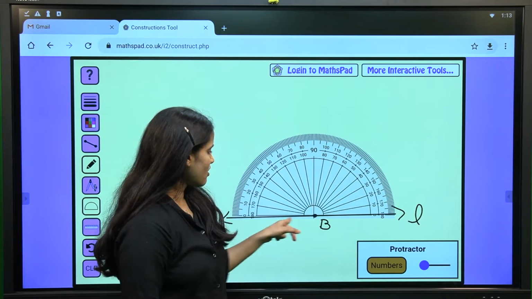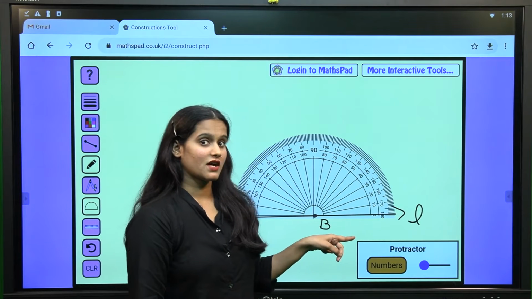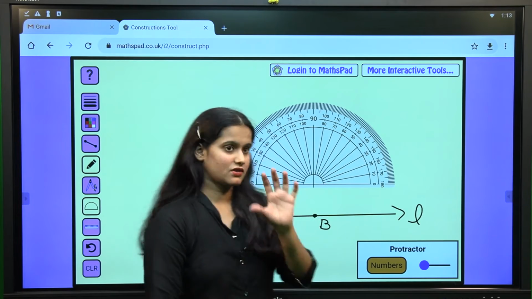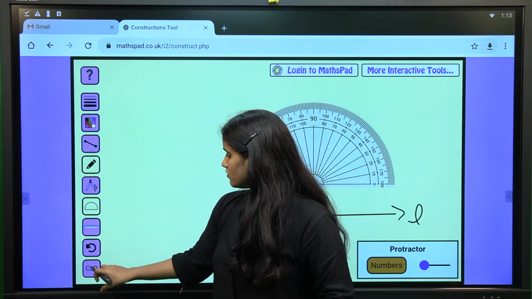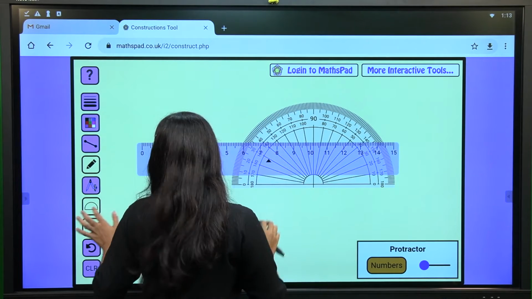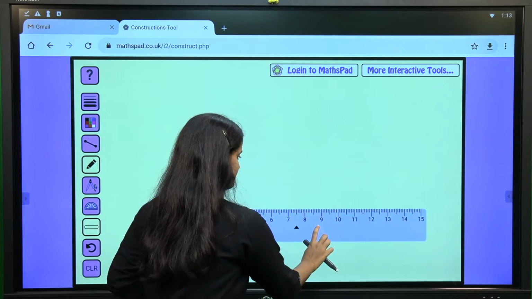See, my line is not straight, so our construction will not be proper. So we need to draw the construction with a straight line itself. So what I will do, I'll use a scale and I'll draw the line. Then I'll have a straight line.